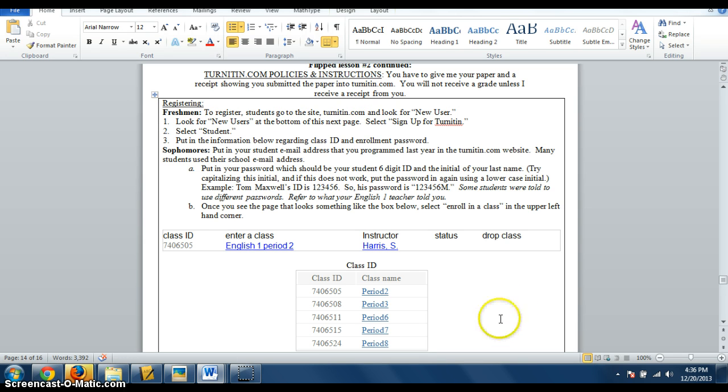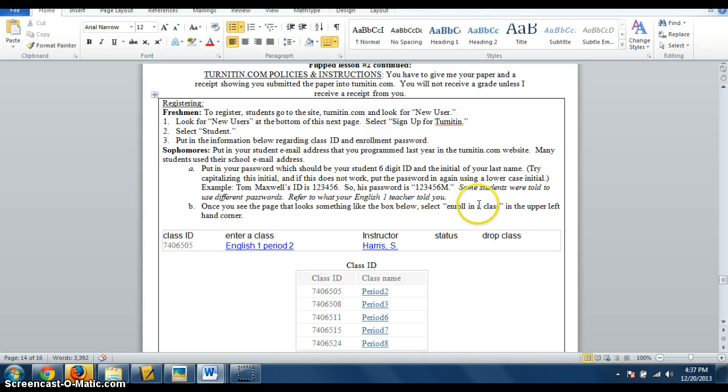And sophomores, you need to remember what you put in for last year, unless you want to do it all over again. So here's what you have to do: put in your password, which should be your 6-digit ID. If you forget that, then I cannot help you. 6-digit ID, that's it. And then it has to be the initial of your last name. That's your ID, right? So try capitalizing this initial. If it does not work, put the password again using a lowercase initial. So example, if Tom Maxwell's ID is 1, 2, 3, 4, 5, 6, his password is 1, 2, 3, 4, 5, 6, M for Maxwell.